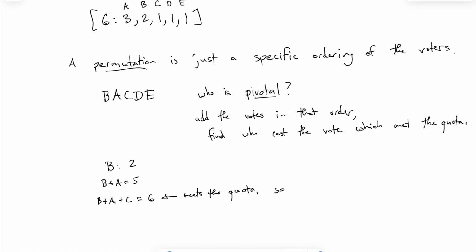So in this particular ordering, B, A, C, D, E, C is pivotal. Because that's the one at which point we actually made it to the quota of 6, right? Before that, in this particular ordering, the B and the A were not good enough, but the C is the one that actually made it. And so C counts as pivotal. This is kind of like shooting the winning basket in a basketball game or scoring the winning goal in a game. It's the one that actually makes it to the quota.